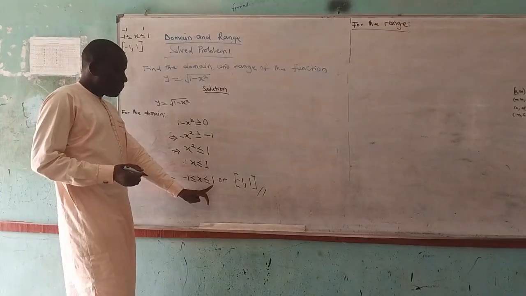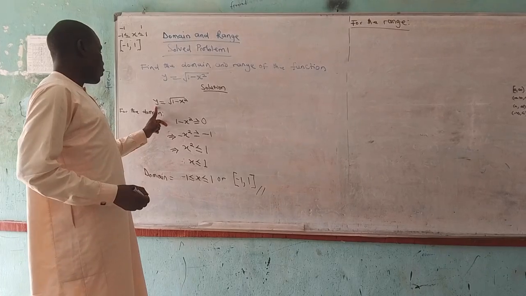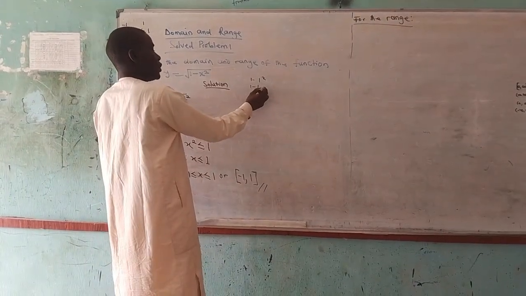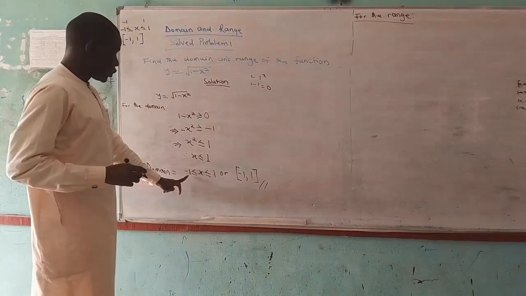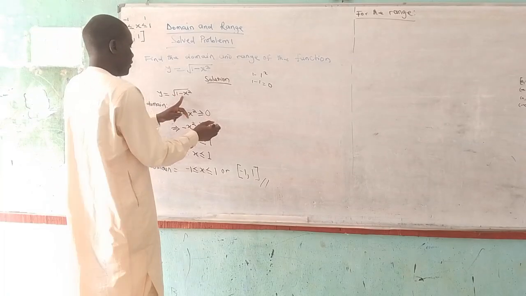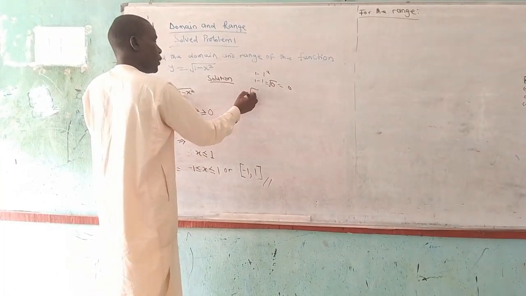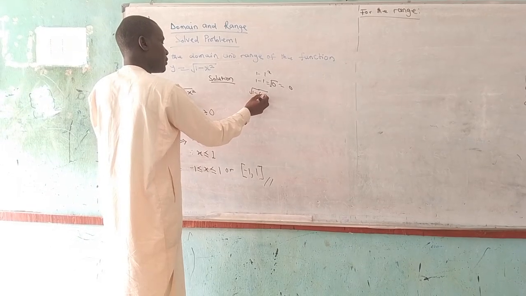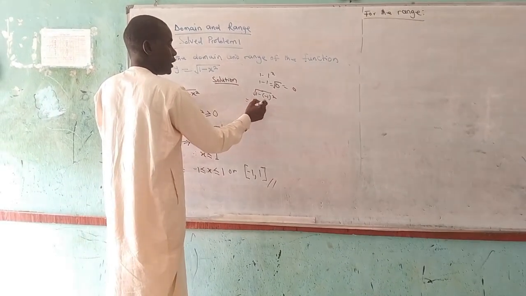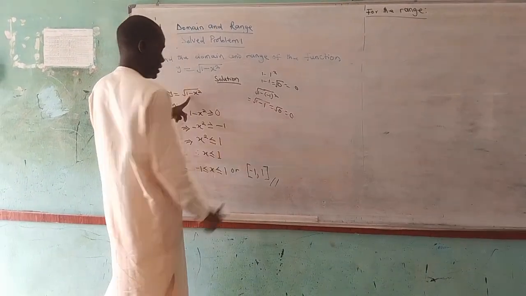So let's substitute the maximum value. When x is equal to 1, what is the value of y? We have the square root of 1 minus 1 squared. 1 minus 1 is 0. So substitute the minimum value also. When x is minus 1, we have y equal to the square root of 1 minus (minus 1) squared. Minus 1 squared is 1, so 1 minus 1 is 0. The square root of 0 is 0.